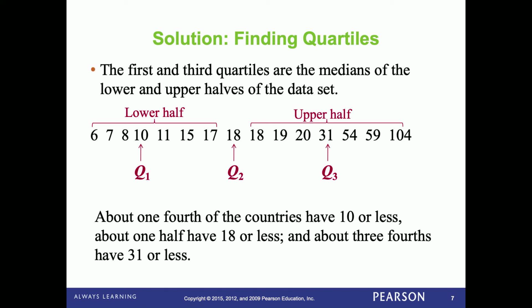So because the lower half is odd, quartile 1 is actually a data element. If the lower half was an even number of data, then it would be the average of the two middle ones. The same thing with quartile 3. So about 1/4 of the countries have 10 or less, 1/2 have 18 or less, and about 3/4 have 31 or less.